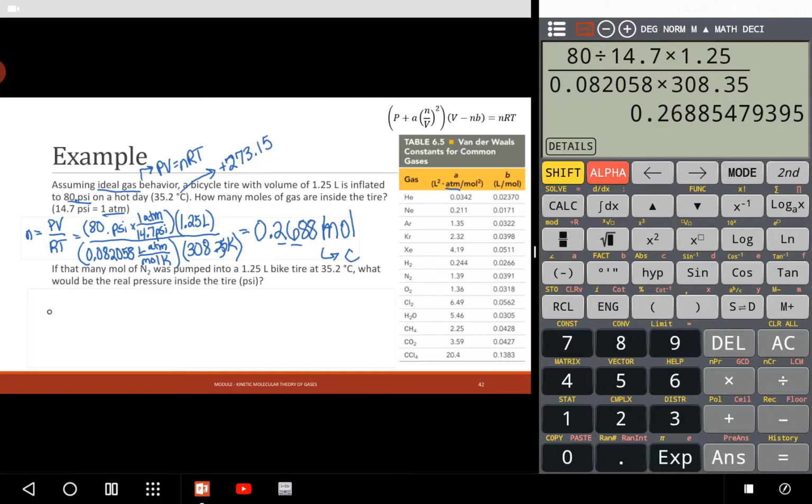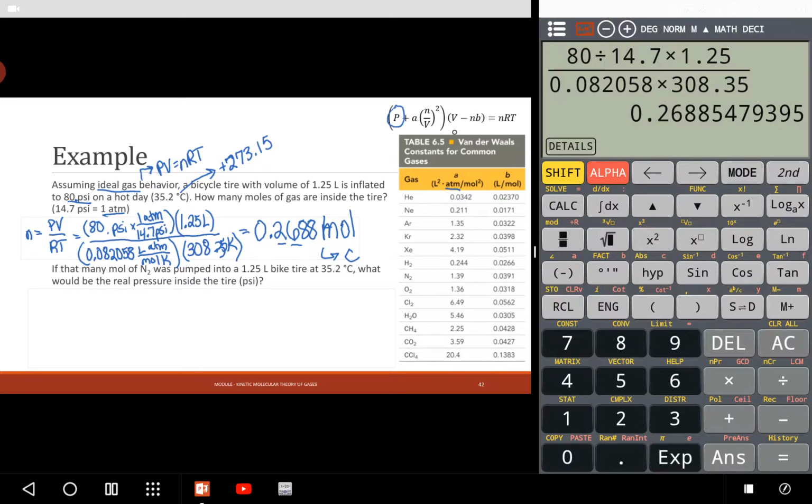Alright, now for the next part of this. It says, if that many moles of N2 is pumped inside a 1.25 liter bike tire at 35.2 degrees Celsius, what would be the real pressure inside the tire? And so that means I'm going to be using this van der Waals equation up here in the corner, and I'm going to be solving for P.